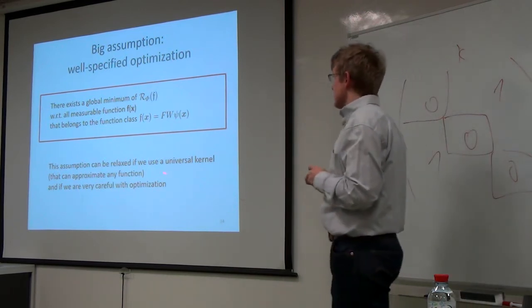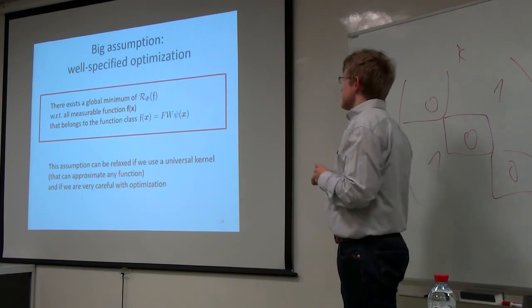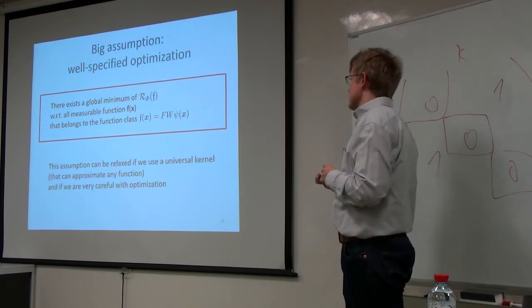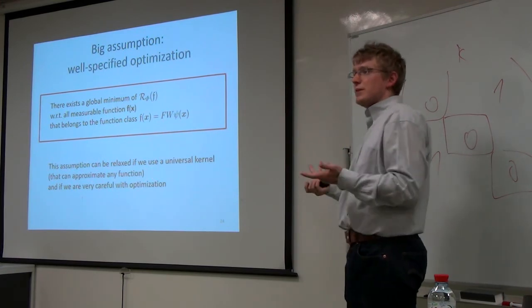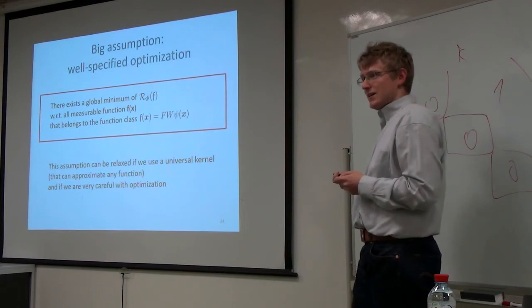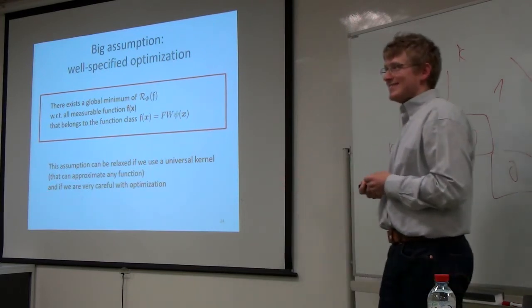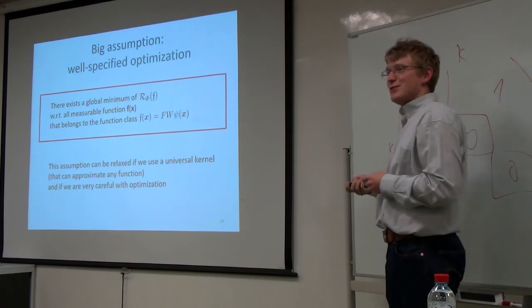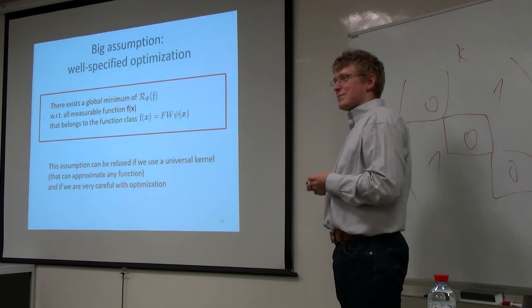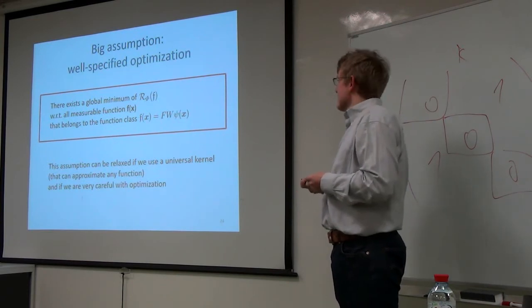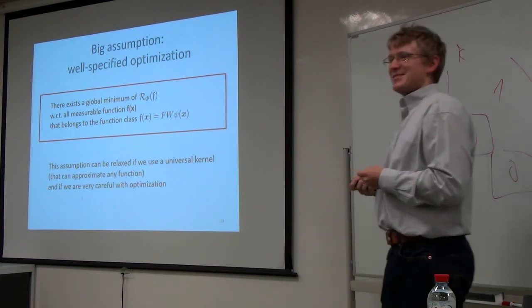So in finite dimensions, this looks very nasty. When we go to infinite dimensions with universal kernels, where we can approximate any function, it starts looking a bit better. But still there are problems with optimization, and the simple result that I'm going to use doesn't work anymore. Something more powerful has to be used. Anyway, I'm not going to go there. I just don't know those results.